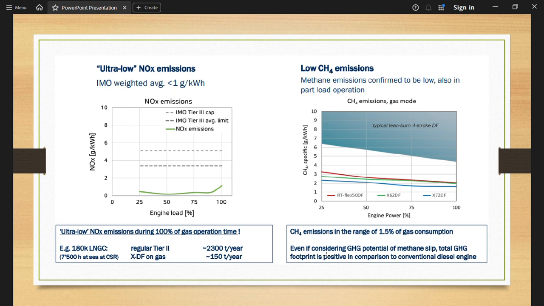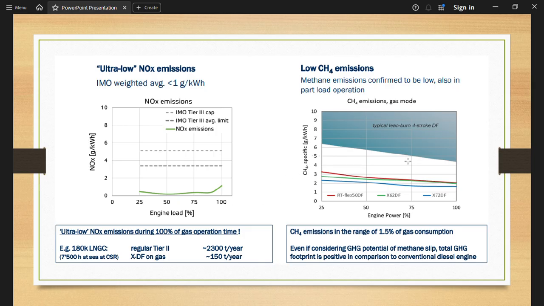Okay, now you can see here is the NOx emission, that is IMO tier 3 cap. IMO tier 3 cap is denoted by this line, and IMO tier 3 average limit is denoted by this line. NOx emission you can see here in this type of engine at load percentage of 50%, 75% and at 100%, which is way below the IMO limit.